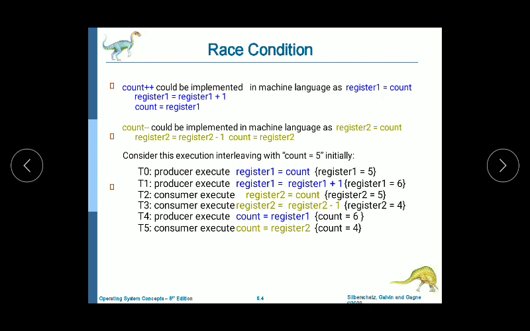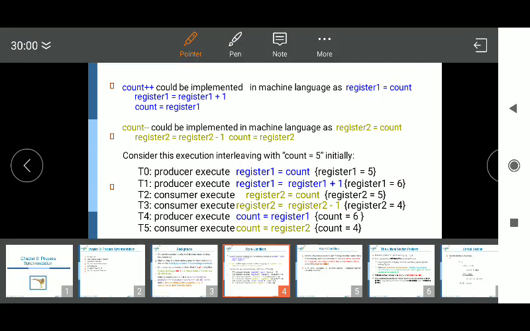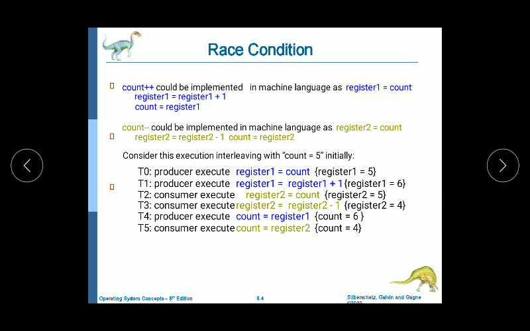So the value is 4. After these two statements, now assume the producer will execute the code. When the producer executes, the register 1 value, that is 6, is assigned to counter. Immediately after that, if the consumer executes the code, the register 2 value is assigned to counter. In register 2 we have the value 4, so 4 is assigned to counter.